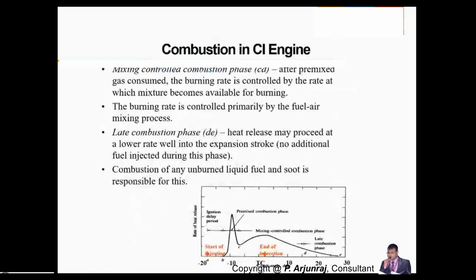And the last stage is the late combustion phase, phase D to E, where the heat release or rate of heat release may proceed at a lower rate well into the expansion stroke, which means no additional fuel is injected during this phase. There is no fuel injected here because the fuel injection is going to end here, and no fuel is going to get injected here. As a result, your pressure comes to a very low stage, and your heat release is also going to come to a low stage.